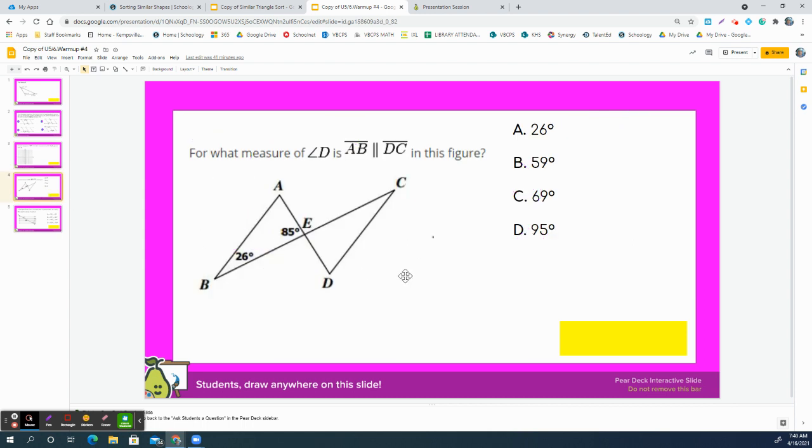What was the first thing you did in this question? Because everybody who did it got it right. I'm just curious how you started. What did you find first? Because there's like 6 different ways you can start this problem. Absolutely. So if you add 26 and 85, and then do what? What's the next part? Minus the sum from 180. So angle A was 69 degrees. Excellent. How does that help me find angle D?